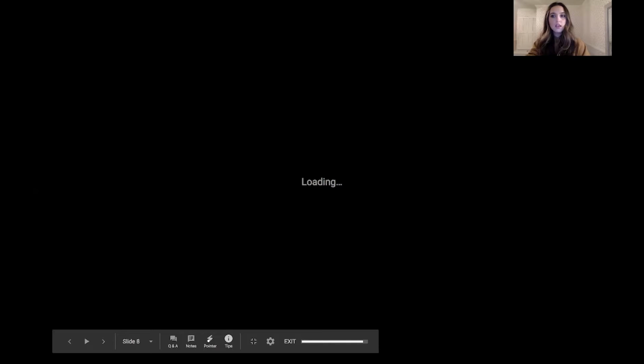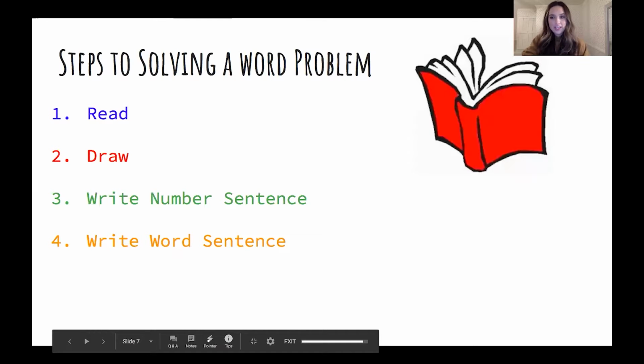All right, here we go. I'm going to move my picture down here so that you can see the little book. Here are the steps to solving a word problem. The very first step is read. Number 1 is read. That means when we see a word problem, we are going to read it, which might sound pretty simple, but that is the very first step we are going to take.